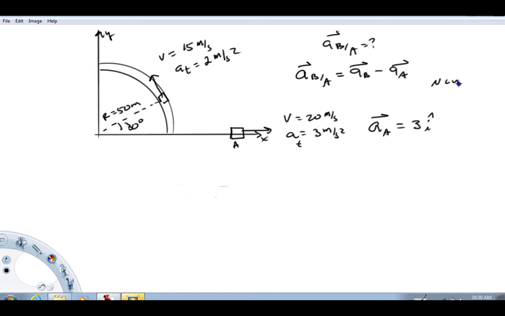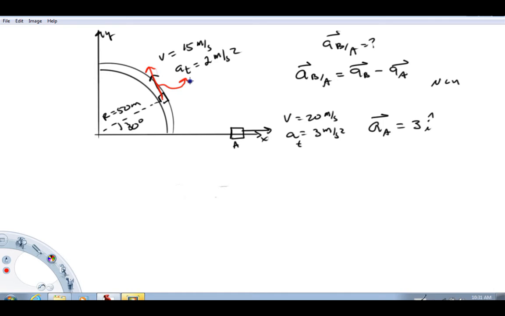Okay, looking at car B, there's a little more going on. Car B has an acceleration that's tangential, parallel to the velocity. I'm going to go ahead and draw that. So there is a vector to represent the tangential acceleration vector, parallel to the velocity vector. Again, it doesn't even make sense to compare the length of the velocity vector to the length of the acceleration vector because they're different units.